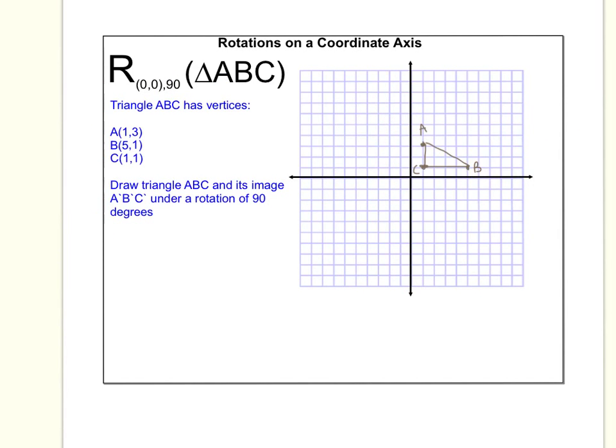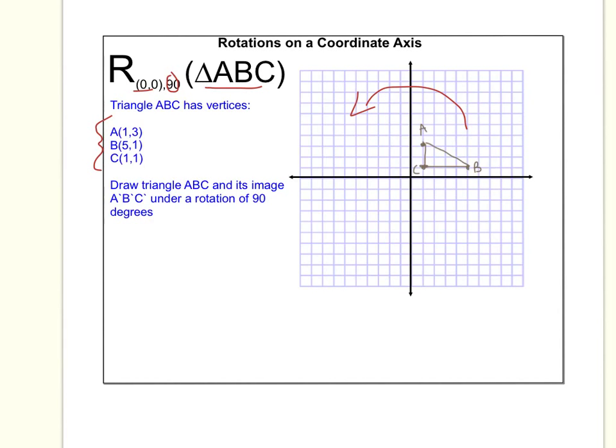Okay, we're going to start with a 90-degree rotation. You can see that by the notation that we have here. We're going to take triangle ABC. We're going to rotate it 90 degrees, and we're going to rotate it around point 0, 0. If you remember that we're going to rotate 90 degrees in a counterclockwise direction, so that means we are going to move in that direction. You can see I've already graphed the original coordinate points in the first quadrant, and we're going to take a look at what happens to these points after a rotation of 90 degrees around the origin.